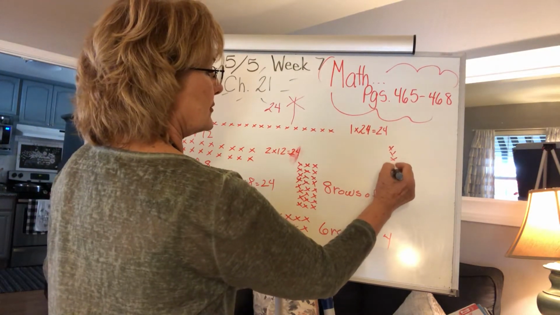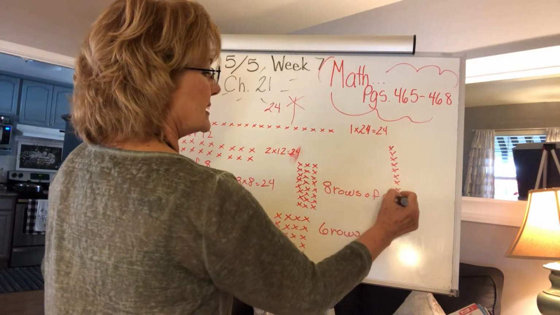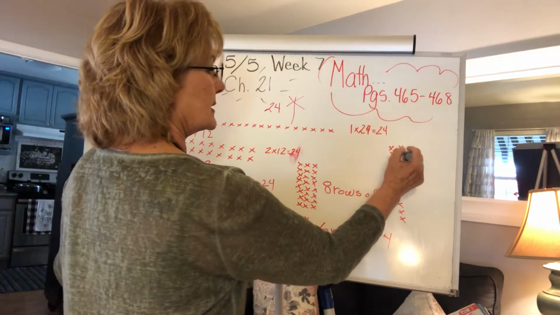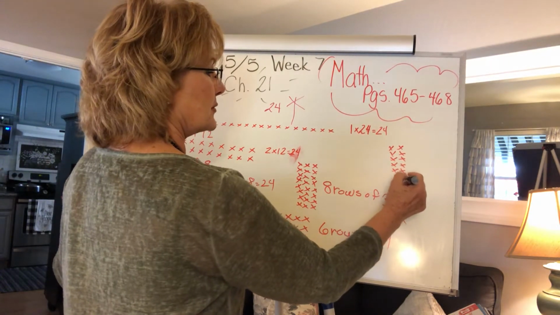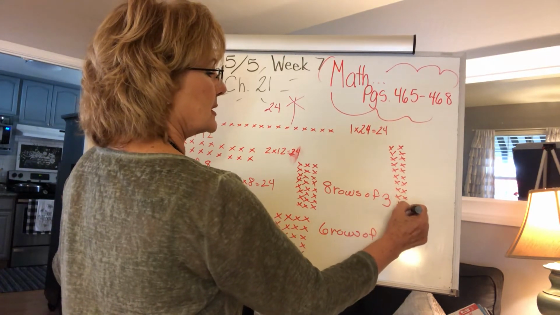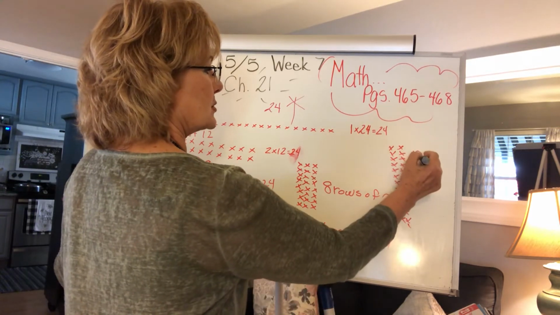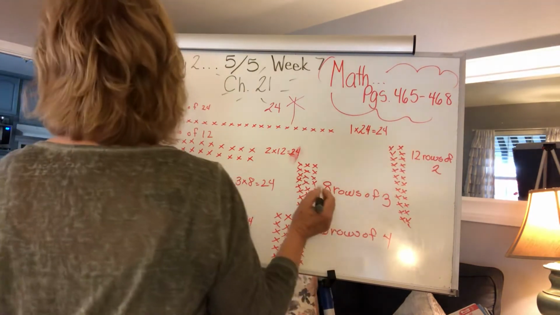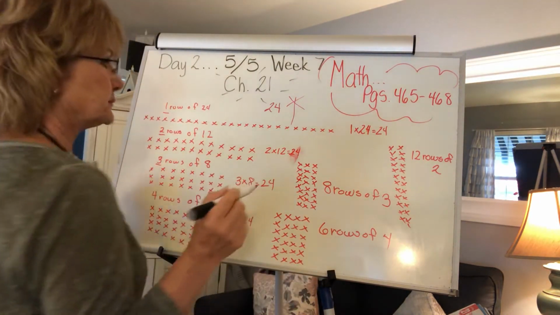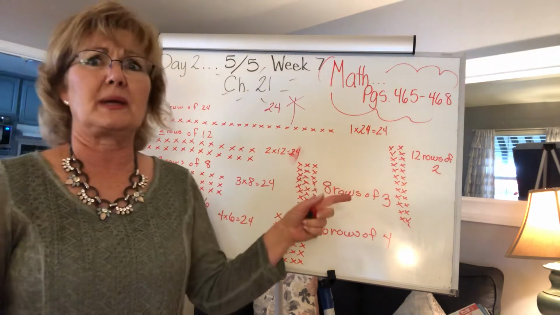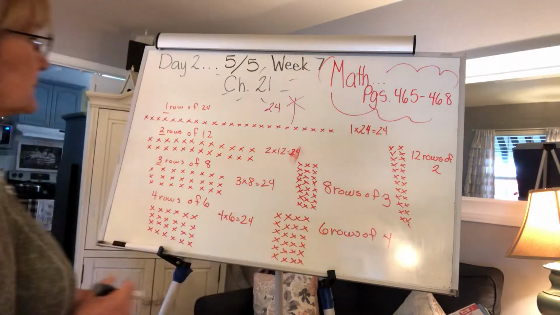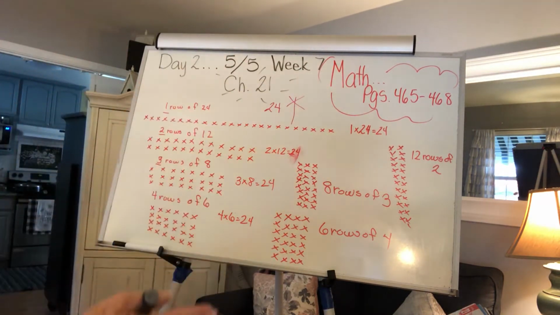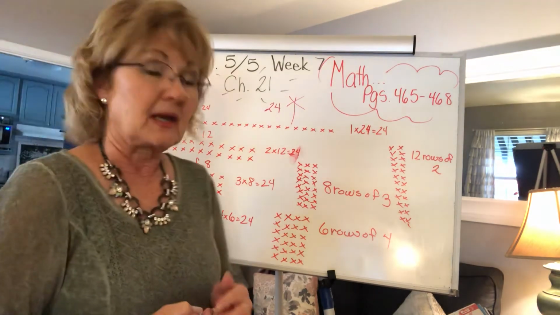1, 2, 3, 4, 5, 6, 7, 8, 9, 10, 11, 12 rows of 2. Right? 2, 4, 6, 8, 10, 12, 14, 16, 18, 20, 22, 24. So you can have 12 rows of 2. Can you have 24 rows of 1? Yes, but you don't want me to draw that, do you? So look at all the different combinations you can have to make 24.